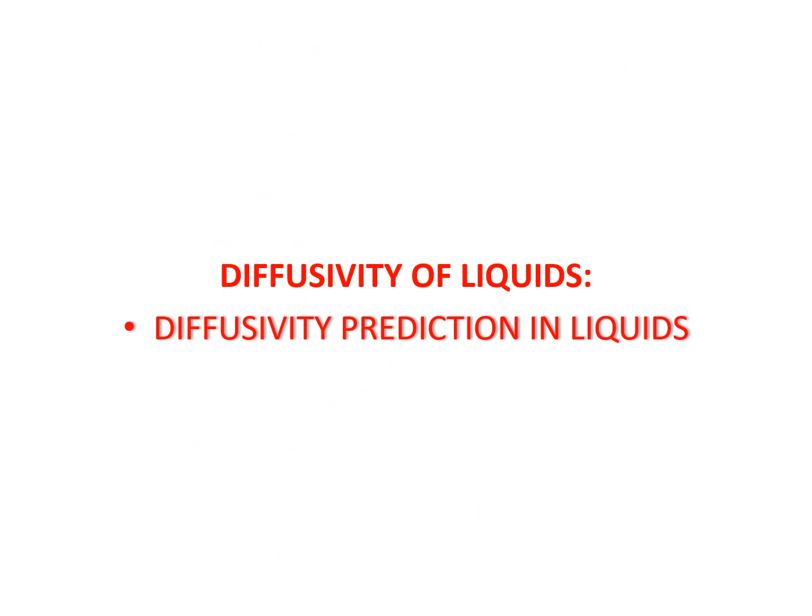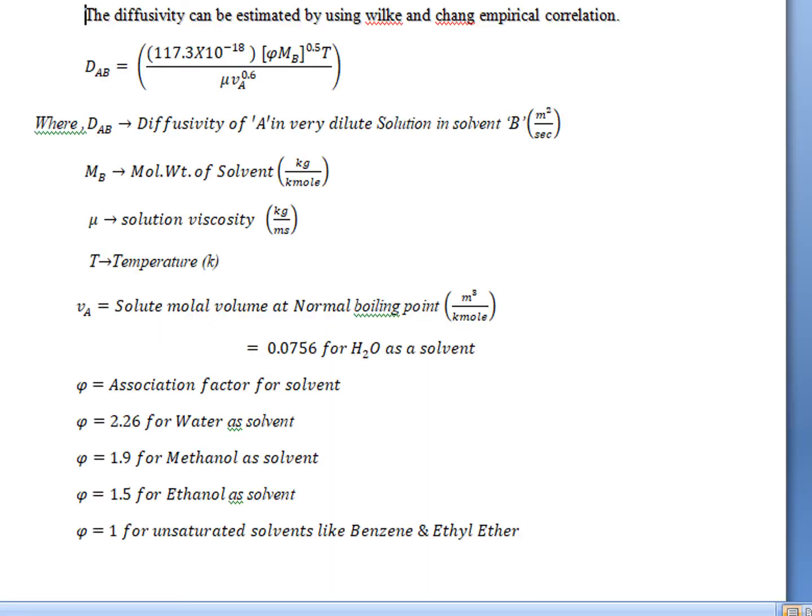Diffusivity prediction in liquid. Diffusivity is calculated from some empirical equation. Diffusivity can be estimated by using the Wilke and Chang empirical correlation. So Dab is equal to 117.3 into 10 to the power of minus 18 into (psi Mb) to the power 0.5, into T divided by mu Va to the power 0.6.